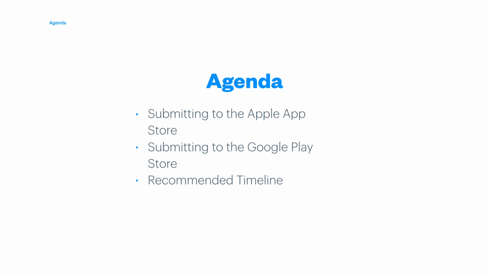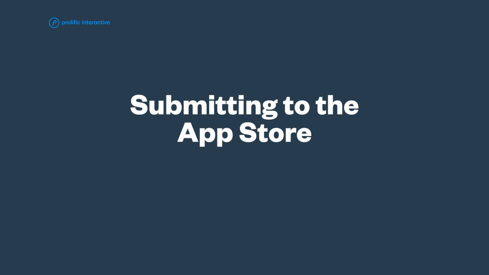Quick agenda, we're just gonna go through gathering metadata for the Apple App Store and then also for the Google Play Store. There are differences. And then going over a recommended timeline that your product team can follow to start gathering all that data. So first we're gonna start off with submitting to the App Store.